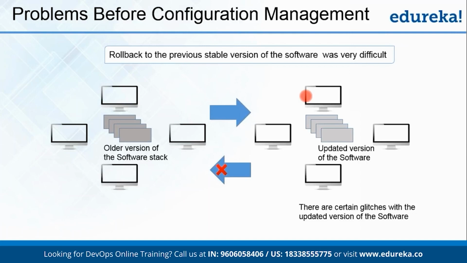But now what happens, that updated version of the software has certain glitches. Your company wants to roll back to the previous version of the software, which is MongoDB in this case. So you want to go back to the previous version. Now how will you do that? Remember, you have not kept the historical record of MongoDB during the updating. I mean, you have updated MongoDB manually on all the nodes. You don't have the record of the previous version of MongoDB. So what you need to do, you need to go and manually reinstall MongoDB on all the nodes. So rollback was a very painful task. I mean, it used to take a lot of time. And we'll see what are the other problems before configuration management.